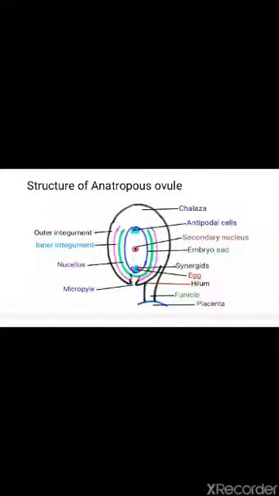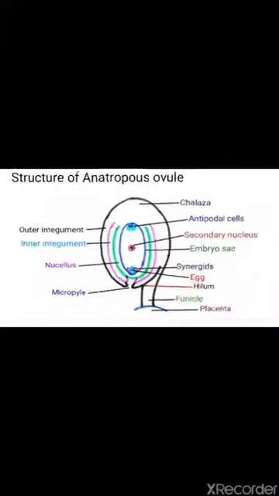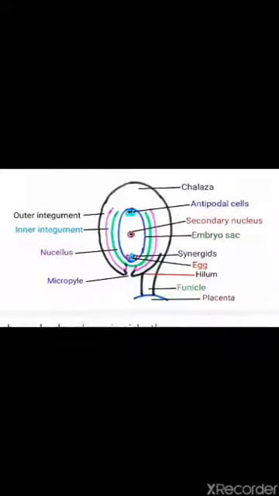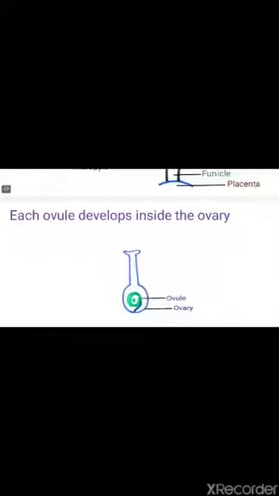Now we are starting with the structure of anatropous ovule. So this is the diagram of anatropous ovule. So we are going to study each part one by one.